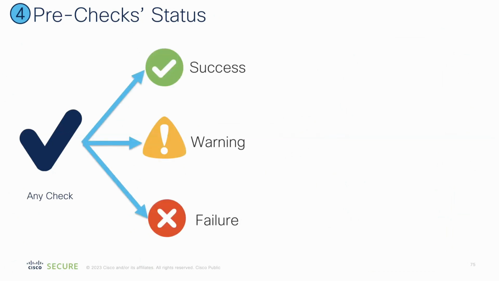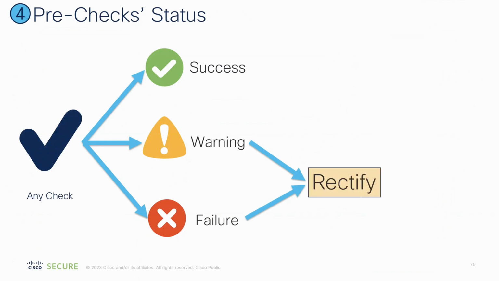Now you might be wondering, what if any pre-check fails during the upgrade, during this fourth step itself? Any check which is getting validated during the prepare for upgrade step might be successful, it might give you a warning, or it might give you a failure. In case of warning and failure, you've got to rectify. The GUI is going to show you exactly what the workaround or the next step is that you are supposed to follow in order to rectify it. And then you revalidate the failed checks or warning checks so that you can go for the next step.